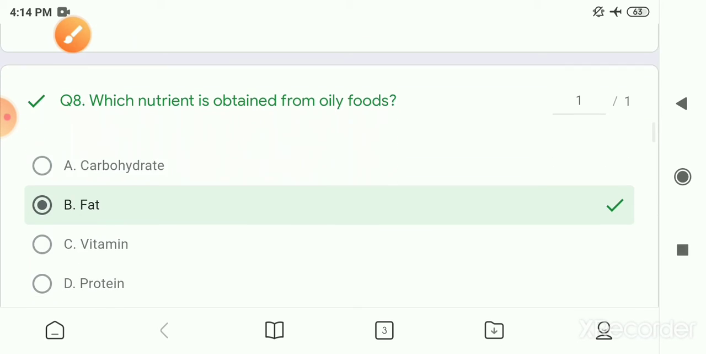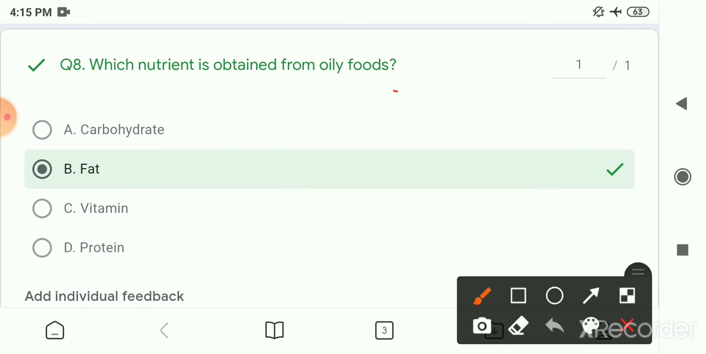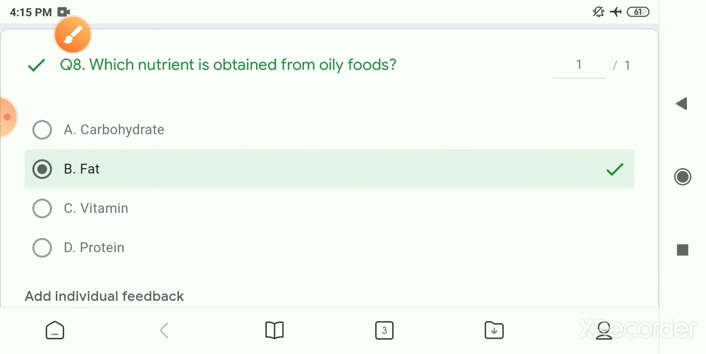Next is eighth number, which nutrient is obtained from oily foods? The options are carbohydrate, fat, vitamin and protein. So here your answer is option B, that is fat. We are getting fat from the oily foods. So here your answer is option B.